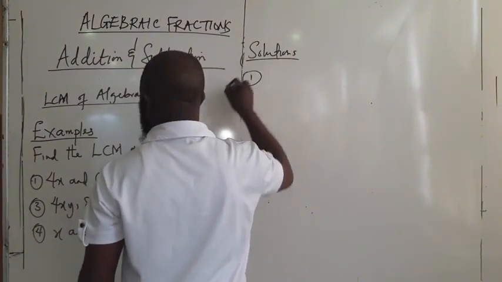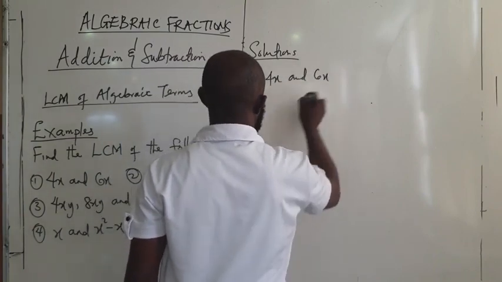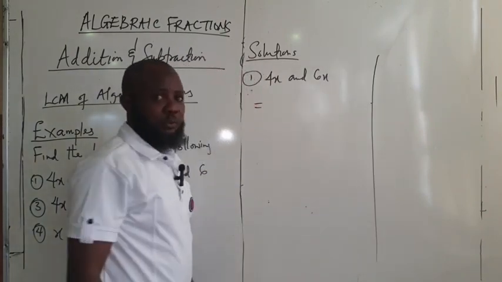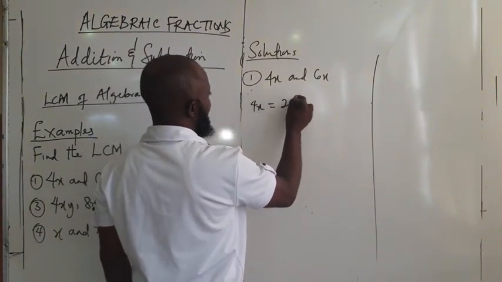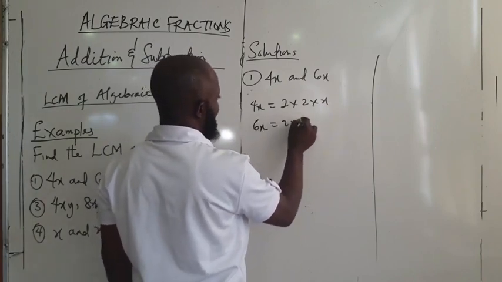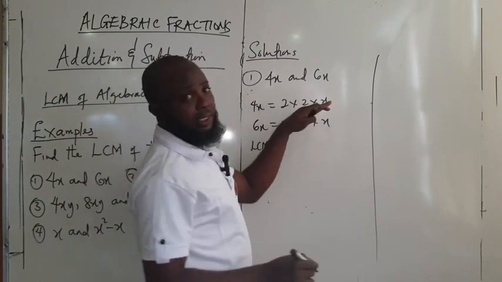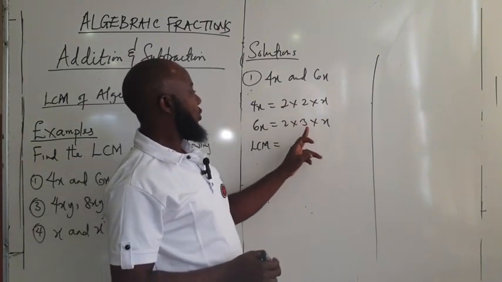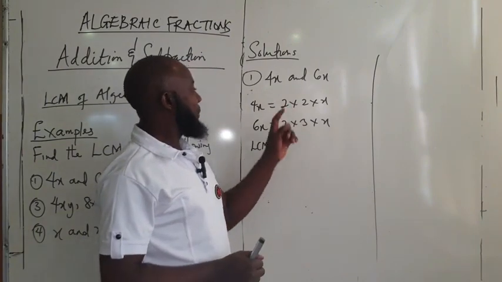So the first one here, we have 4x and 6x. We can decide to express each of them as a product of their prime factors. So we can say 4x equals 2 times 2 times x. Then we have 6x, which equals 2 times 3 times x. To find the LCM, we look at the terms, the numbers we have there. We have 2 here, we have 2 here. We have 3 here, we don't have 3 here. We have x here, we have x here. So what we're going to do, 2 appears how many times here?